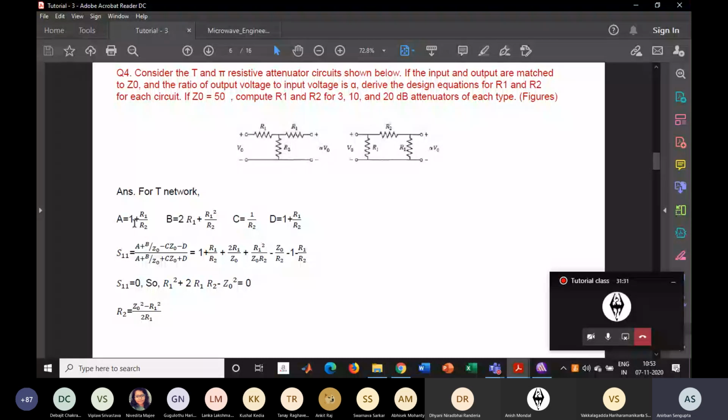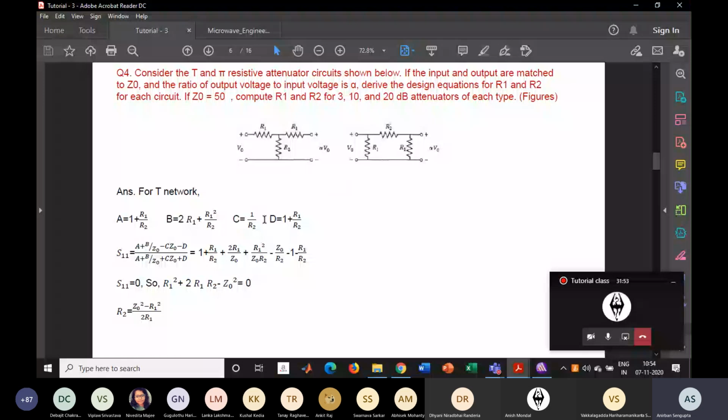1, Z, 0, 1. For parallel 1, 0, Y1, like that. You just write side by side and multiply it, you will find the equation. You will find the final matrix. From there you can find A, B, C and D values.